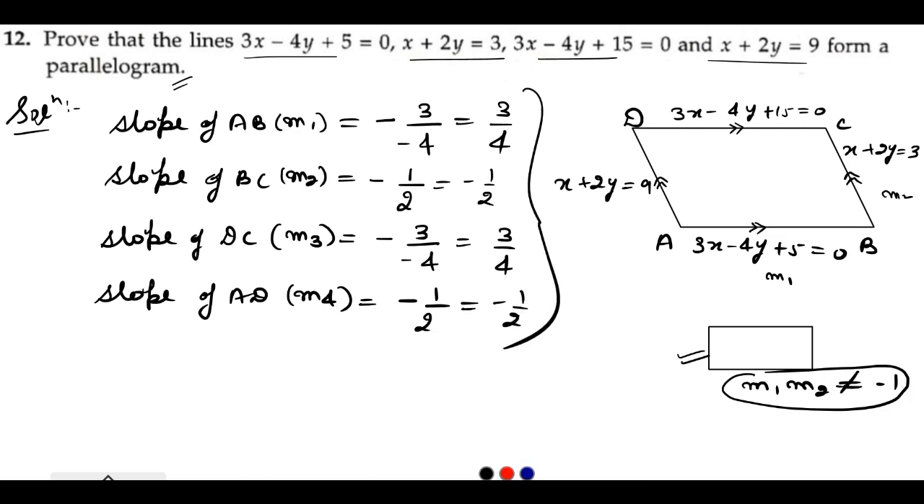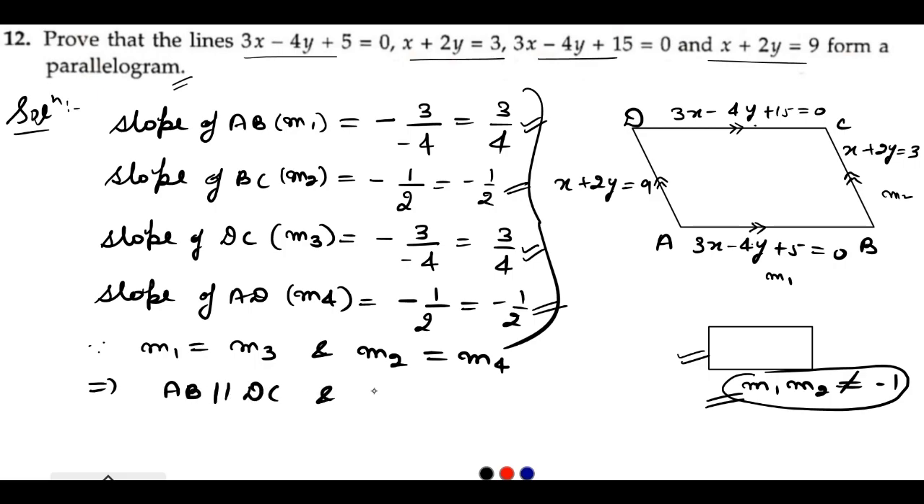Now look at these 4 values. Clearly the slope of AB is equal to the slope of DC. It means AB is parallel to DC. And the slope of BC is equal to the slope of AD. It means BC is parallel to AD. Required condition is this. First of all, since M1 is equal to M3 and M2 is equal to M4, it means AB is parallel to DC and BC is parallel to AD.